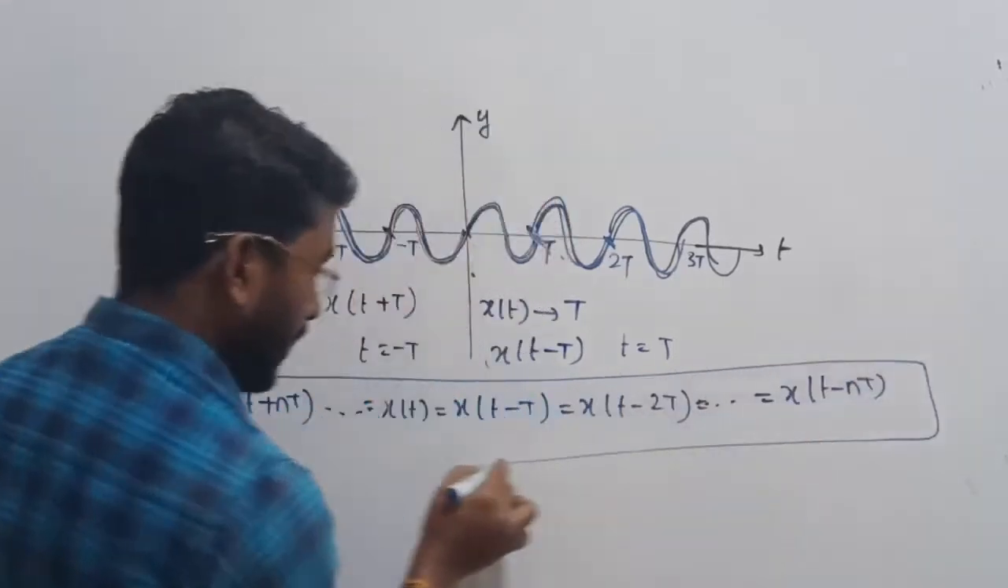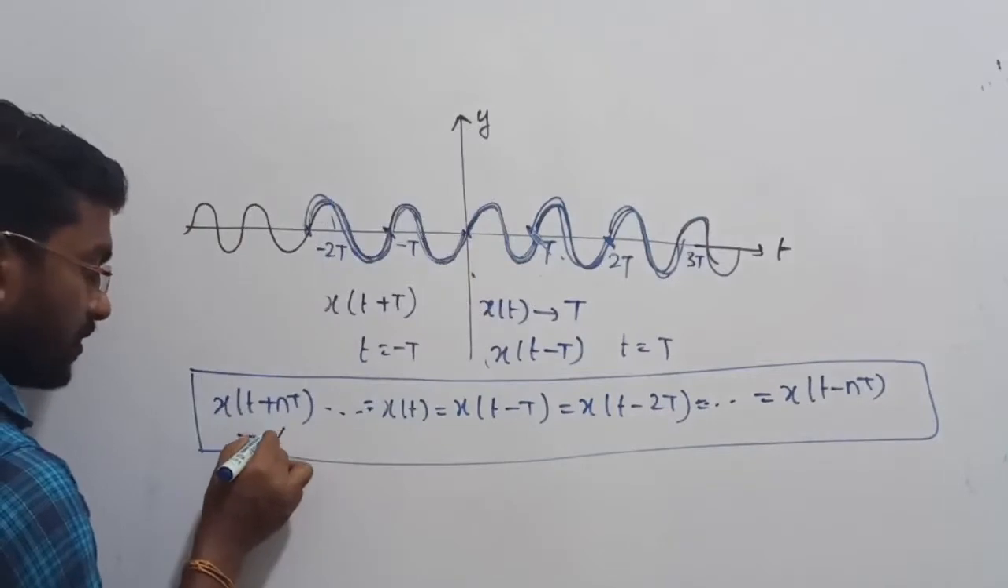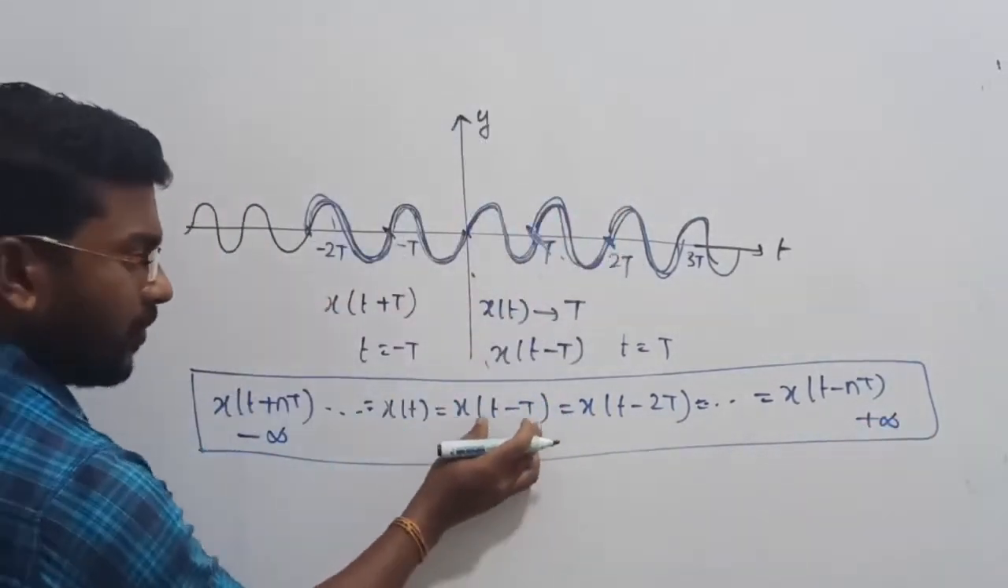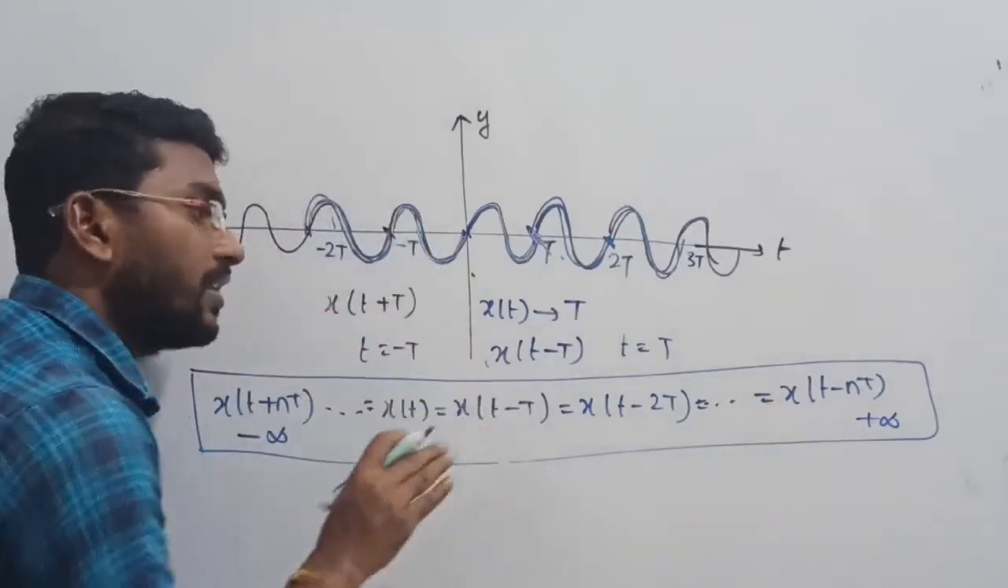A signal is repeating its property from minus infinity to plus infinity. A signal is again and again repeating its property with a set time interval, that is called a periodic signal, right?